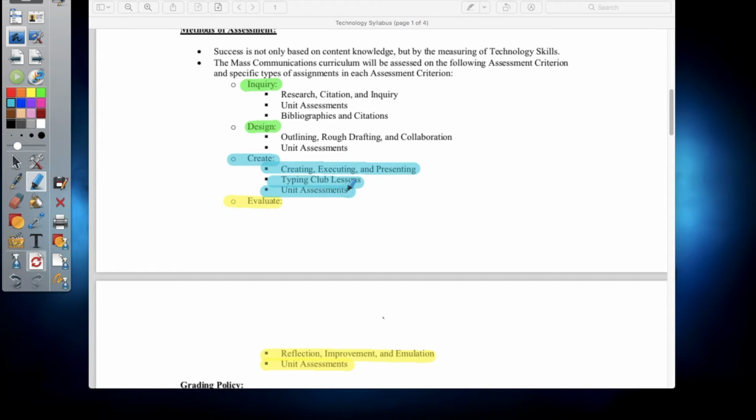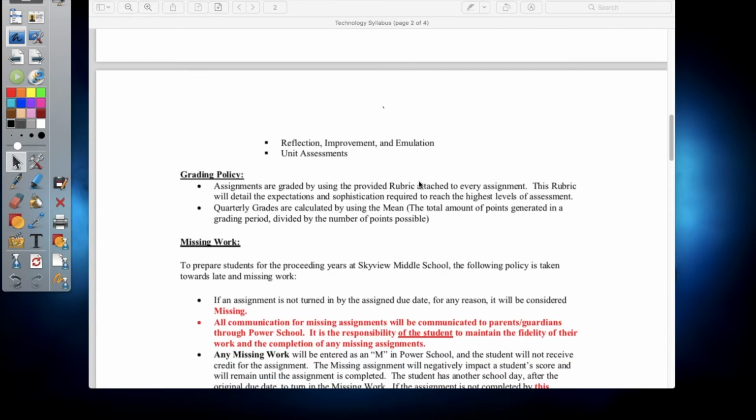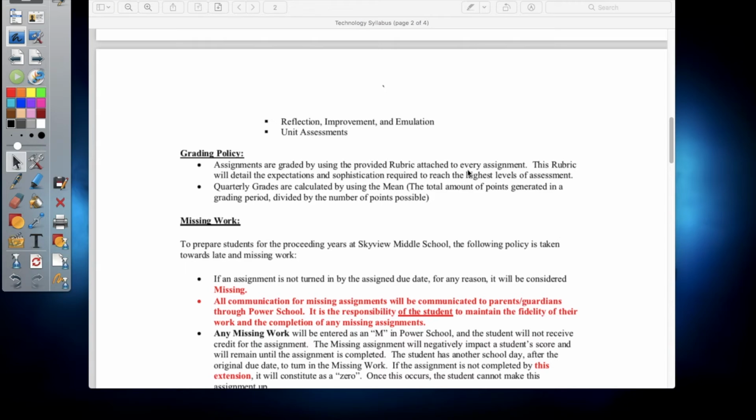So of course, for every single one of your assignments you have for me, I will attach a rubric to it, so that way you can see exactly how you are being graded for that assignment. Now let's talk about our grading policy real quick. Like I said before, I will be attaching a rubric for every one of your assignments as well. And of course, the way we calculate your grade is by averaging.